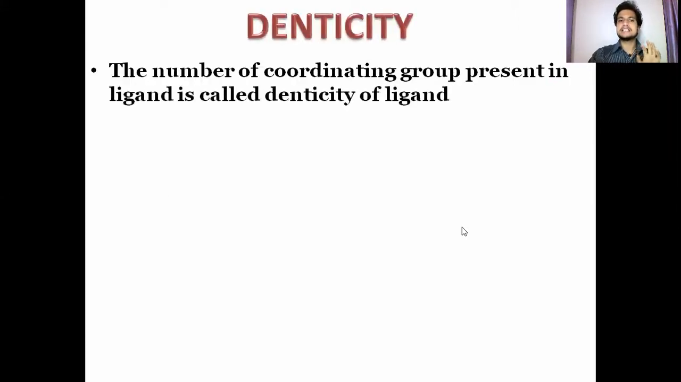So what is denticity? It is nothing but the number of coordinating groups. For the atoms or ions which you have, how many donating groups does it have? 1, 2, 3, 4. Depending upon that, your denticity is found out. If it has 1, we call it denticity 1 or unidentate. If it has 2 groups to donate, then denticity 2 or didentate. If it has 3, denticity 3, tridentate. And similarly, you can go on. In general, for more than 2, 3 or 4, we call it polydentate.